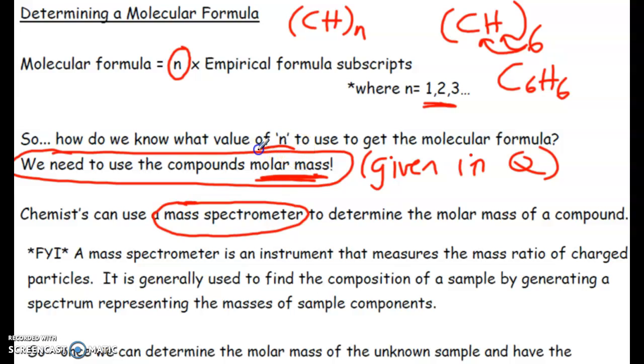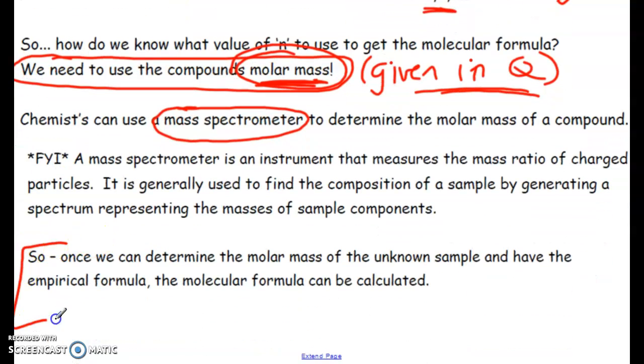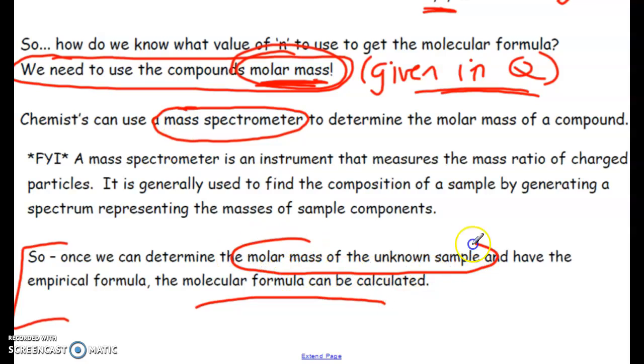So in real life, you would have to do an experiment to get this. But obviously when we're doing it here, we're not going to have that experiment to do, so we have to be given it in the question. In order to determine the molecular formula, we need two things: the molar mass of the sample, and the empirical formula. If we don't have those two things, we cannot figure out what the real formula of the molecule is.